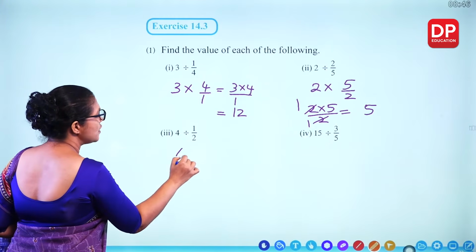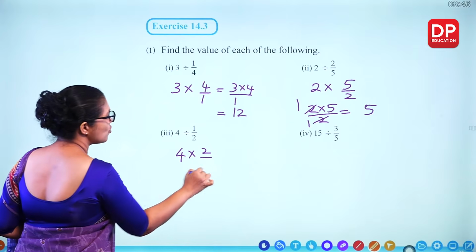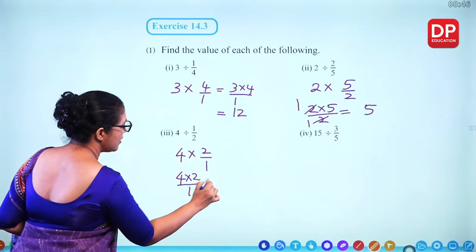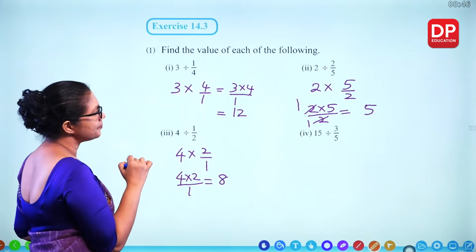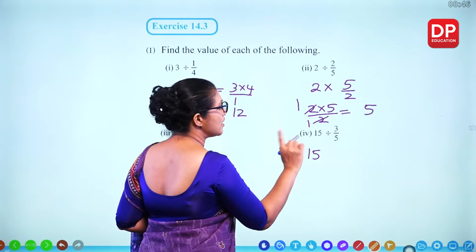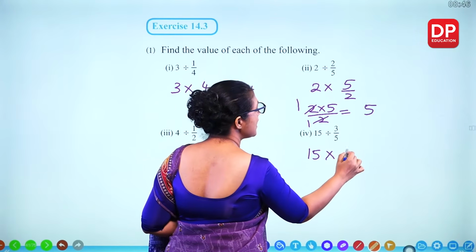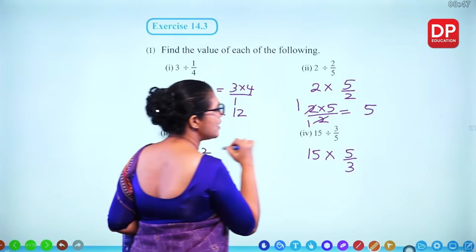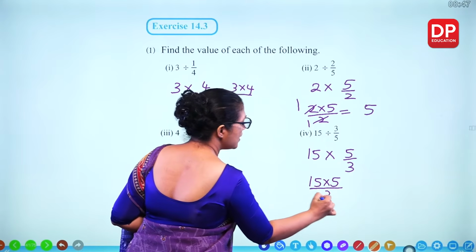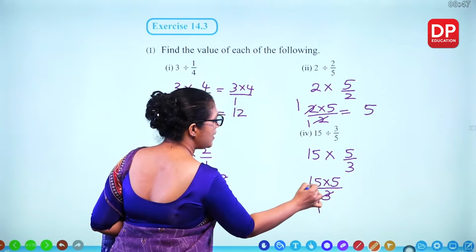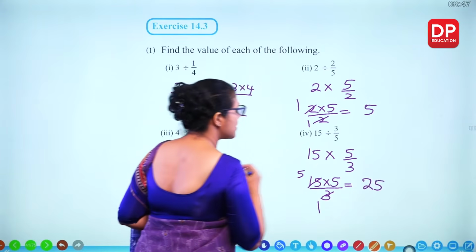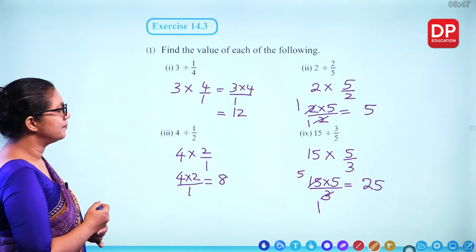4 divided by half means 4 multiplied by 2 over 1, the reciprocal. 4 times 2 over 1, that's 8. This one, 15, division becomes multiplication and taking the reciprocal, 5 over 3. So 15 times 5 over 3. So 3 times 1 and 3 times 5. What's the answer? You get 25.